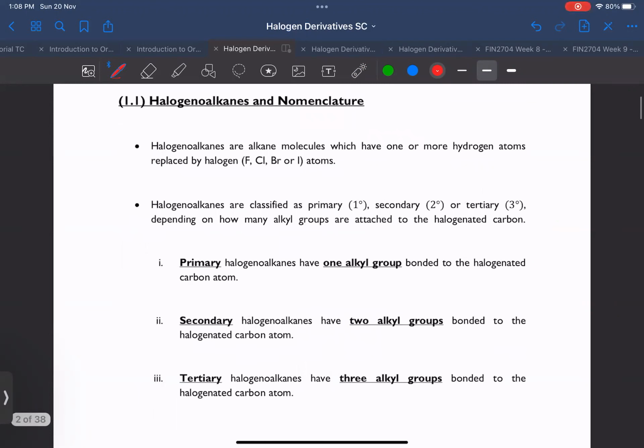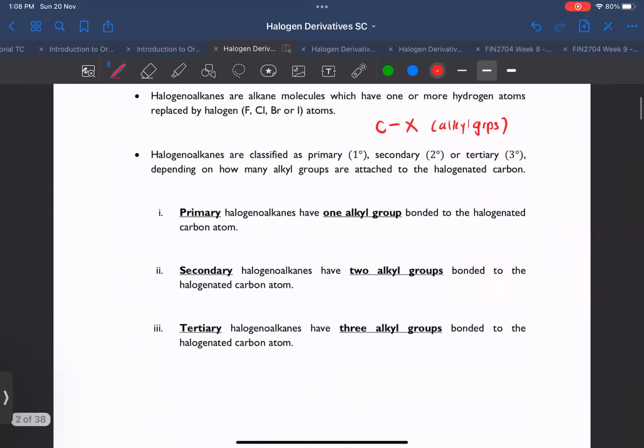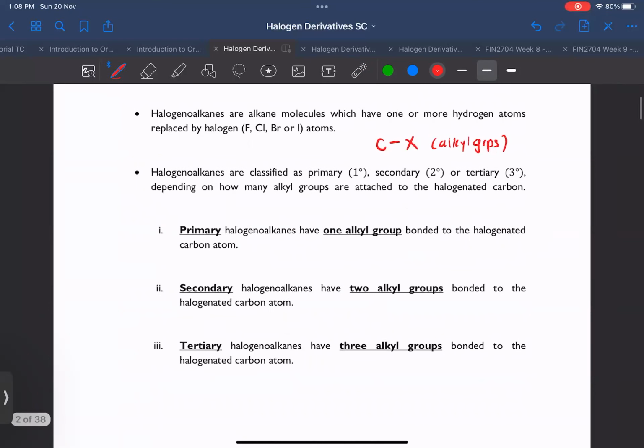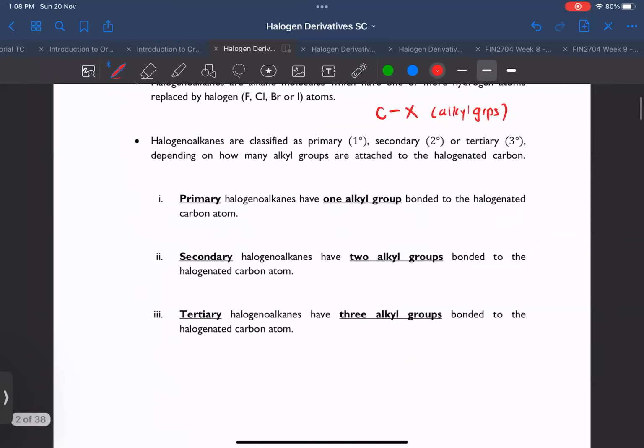Of course, there are a couple of classifications. Naming-wise, not much for me to discuss, but the classification is quite important: primary, secondary, tertiary. We have discussed this before, but now we are looking at the carbon that's bonded to the halogen. How many alkyl groups are bonded to the carbon that is bonded to the halogen? A few examples; later I'll give you some examples to write down, but let's look at a few first.